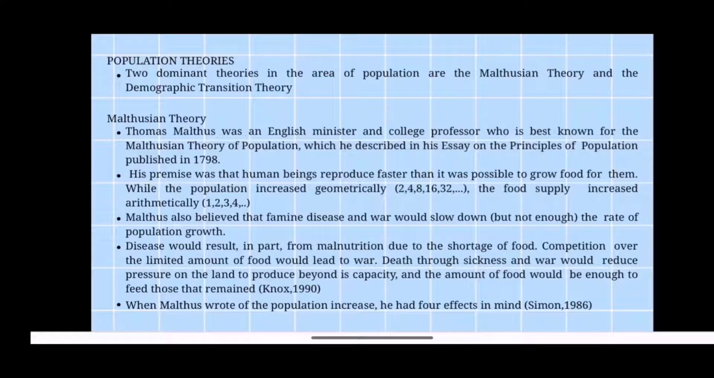According to Knox 1990, isinaad lamang dito ni Knox year 1990 that in every action we take, there is always a consequence that we need to face. It is literally true that malnutrition is due to the lack or shortage of food supply. Kapag ang isang tao hindi nakaka-receive ng sapat na pagkain, definitely he or she will be a malnourished individual. And another one is the competition over the limited amount of food would lead to war.